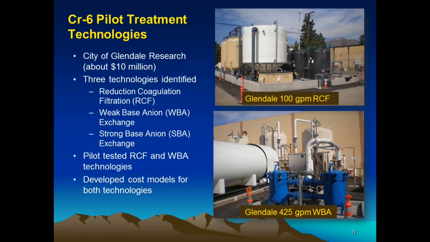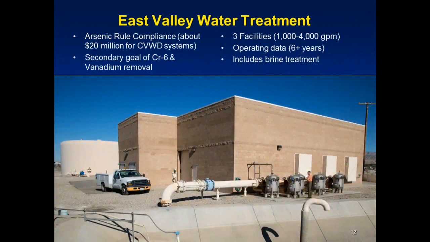And this is what a treatment plant looks like. It's about a $6 million facility. And you can see it's a very large facility. And we're going to take a look. We have 3 facilities in total. And about $20 million we've spent so far to comply with that arsenic rule, and we're going to look at some data too. Okay, so inside the treatment plant, these are the vessels that do all the filtering.